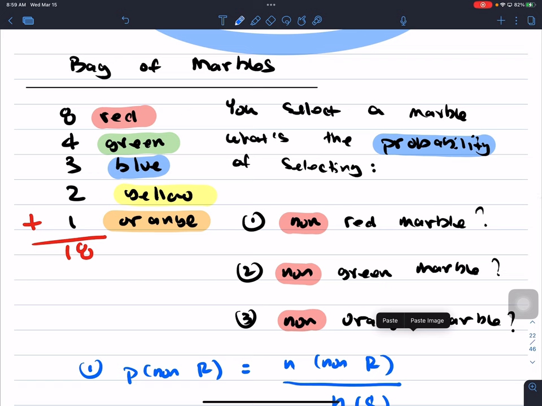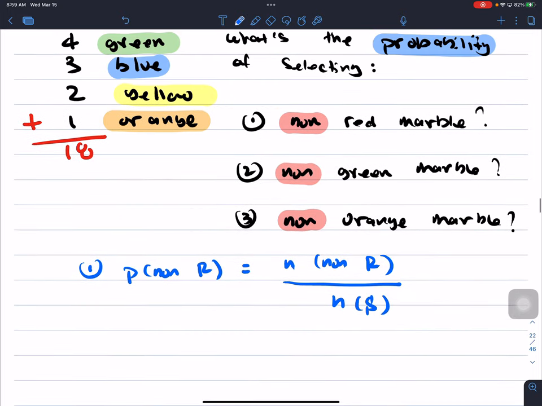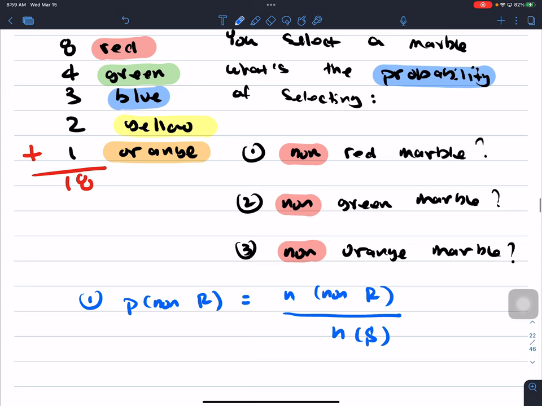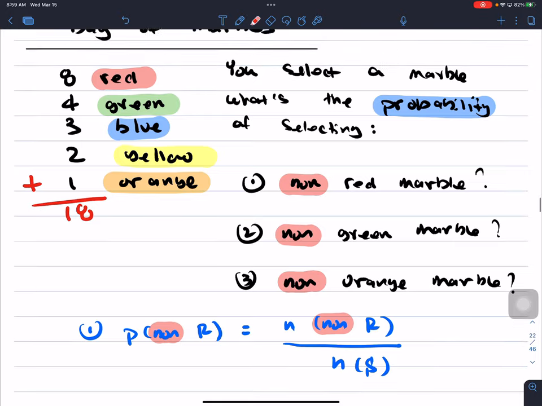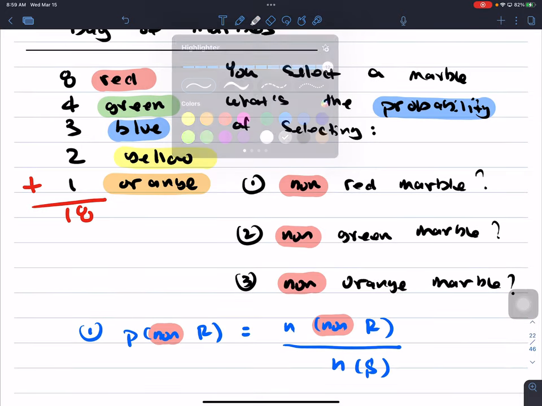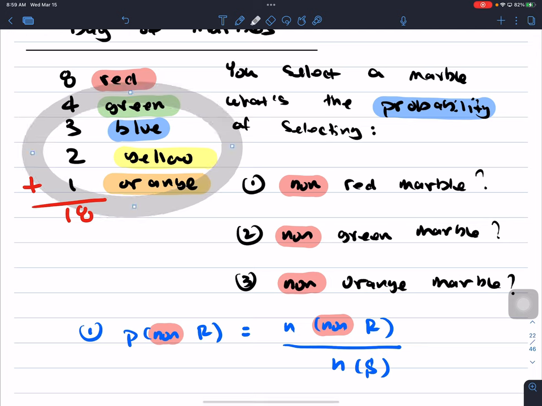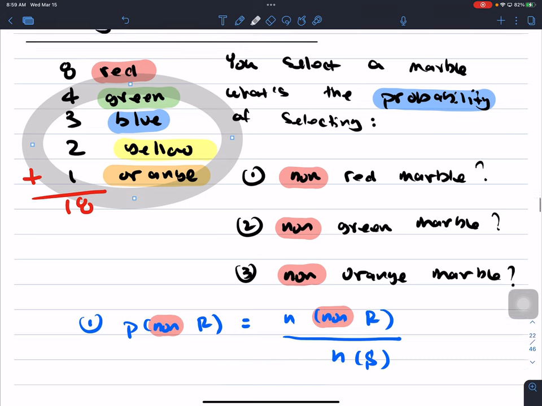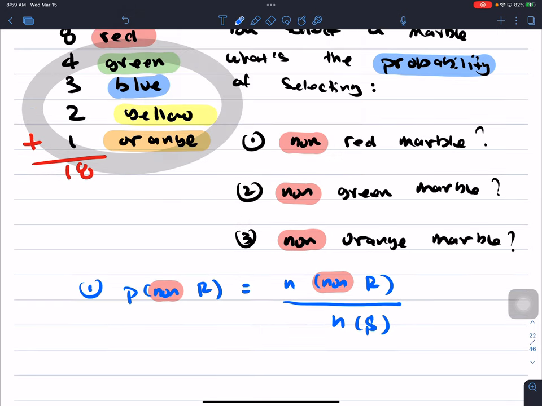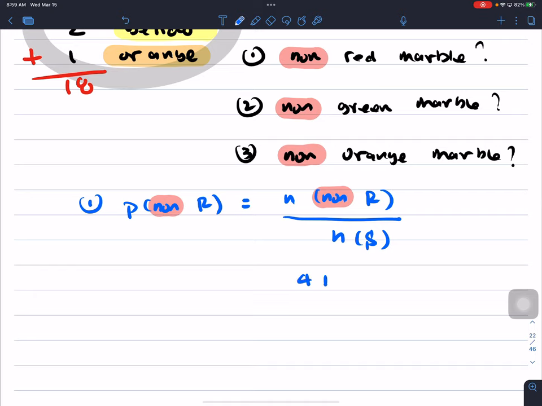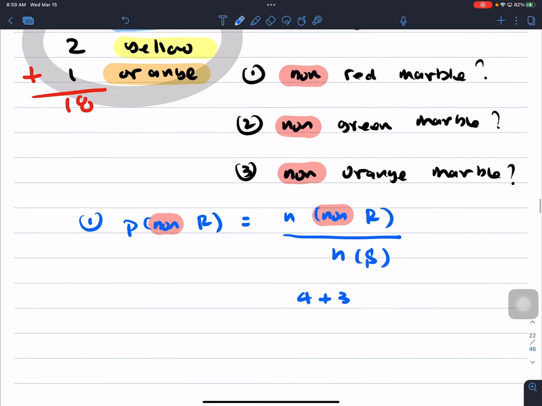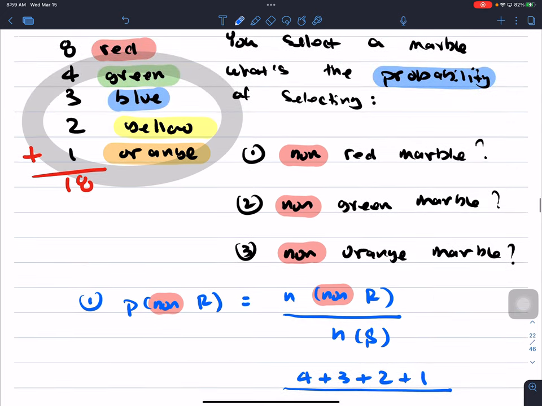Okay, let me express that to you guys. What does it mean to not be red? You are any color but red. Is that true? Isn't that what non-red means? Okay. So, let's see. What does that mean? 4 + 3 + 2 + 1 out of how many marbles? 18.